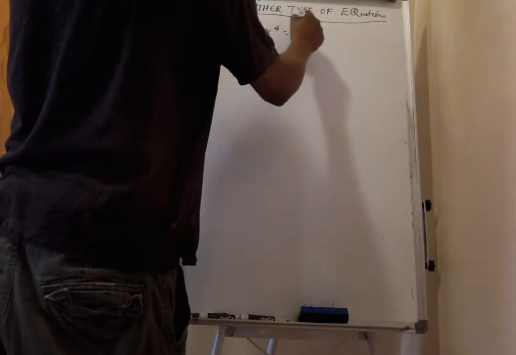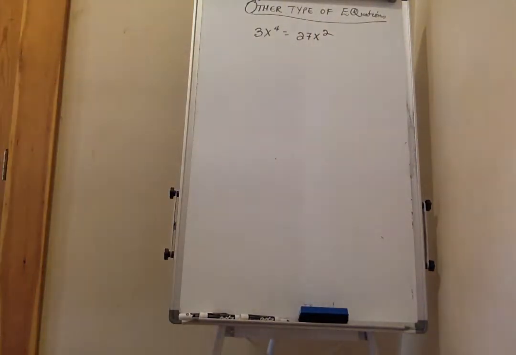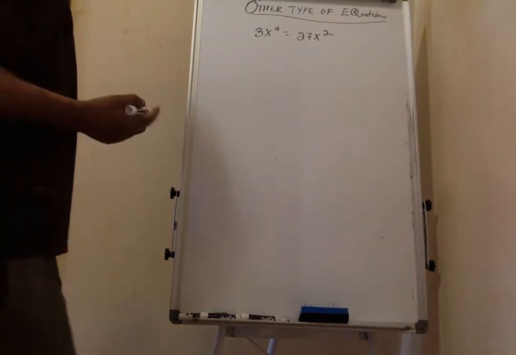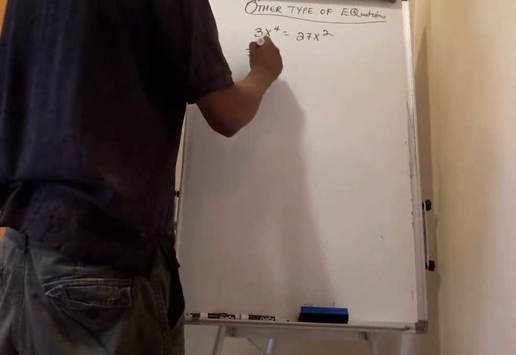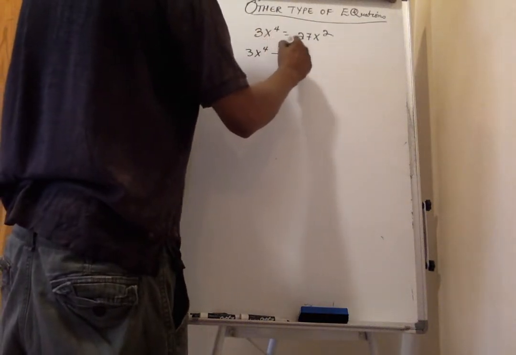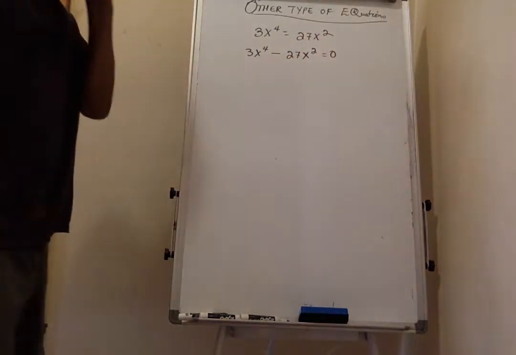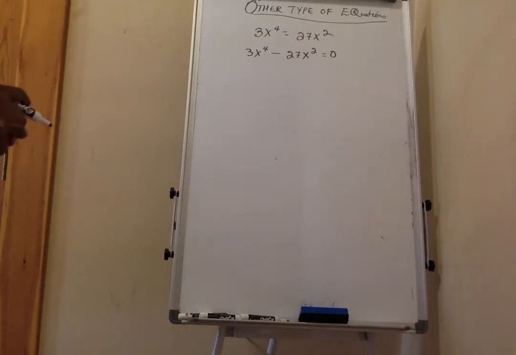3x to the 4th is equal to 27x squared, and find x. So best thing to do is set the entire equation equal to 0. So move 27 to this side. So you have 3x to the 4th minus 27x to the 2nd is equal to 0. Then, you can go ahead and do the factorization process.